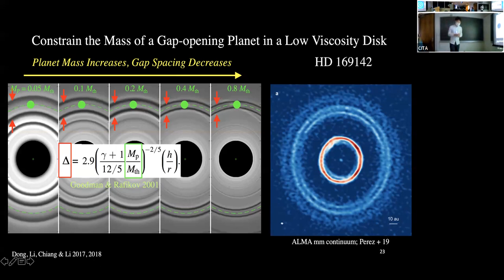Right. That's a great question. We haven't tested. We're looking at the millimeter continuum, trying to tell the signature from the smooth variation of the ring. But you're very right. That particular disk does have gas oscillation, and we should compare.